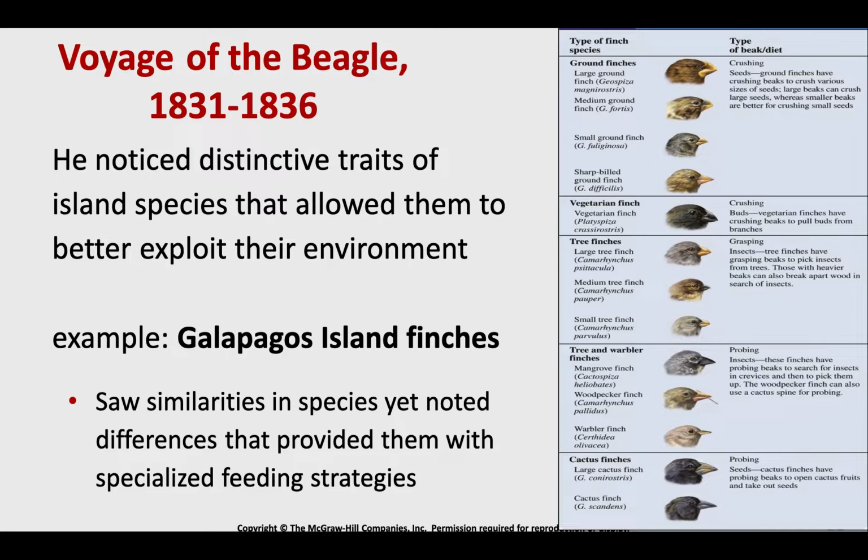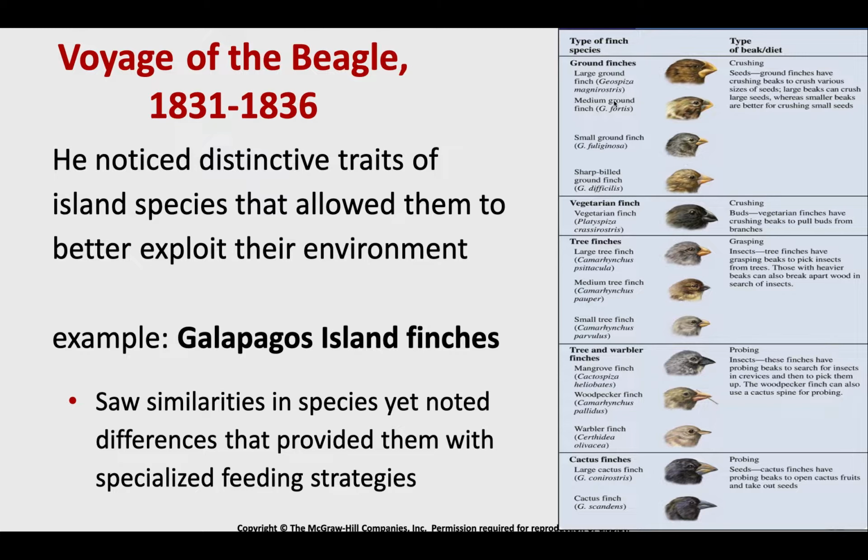He noticed many different things. Most famous is what he noticed in the Galapagos Islands. He noticed distinctive traits of island species that allowed them to better exploit their environment. A very common example to give here is the finches, often called Darwin's finches. He noticed that these finches all were very similar, but they had differences that allowed them to employ different feeding strategies. And he saw these differences in beaks.